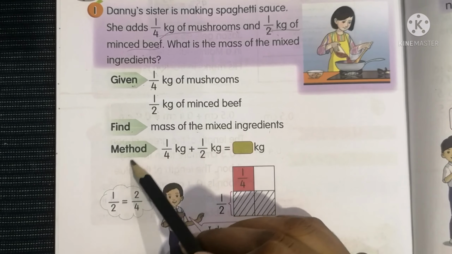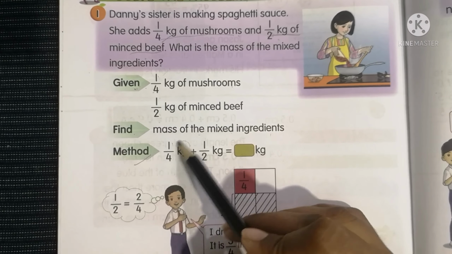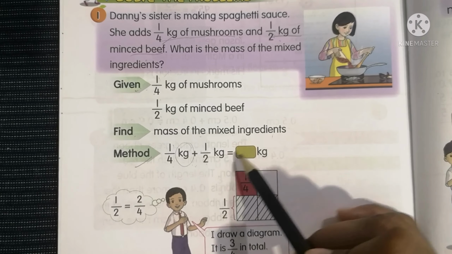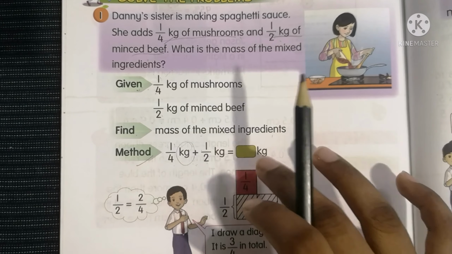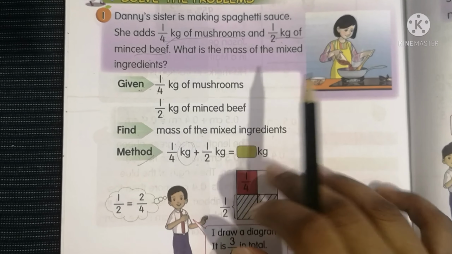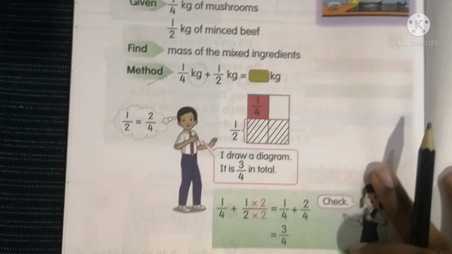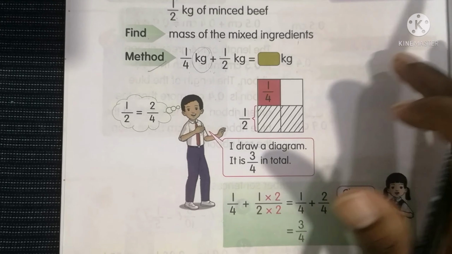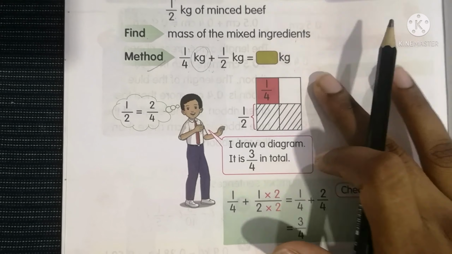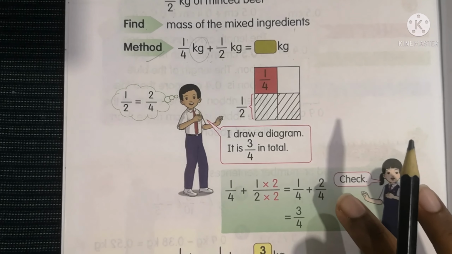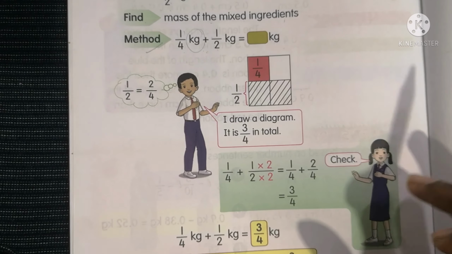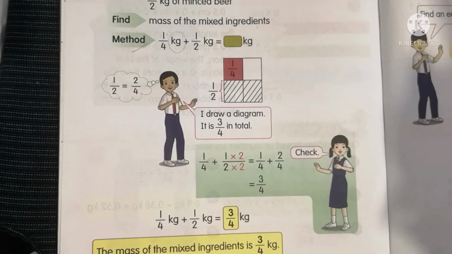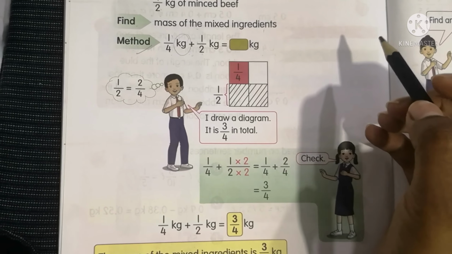So how to do it? The method is 1/4 kg. Please don't forget to write this. 1/4 kg plus 1/2 kg equals to how many kgs? This one we have already learned. Remember? I hope you remember. So the diagram, they give you the diagram. If you want to study the diagram, you can study. I will straight away teach you how to solve the question. Okay, now how to find the mass of the mixed ingredients.